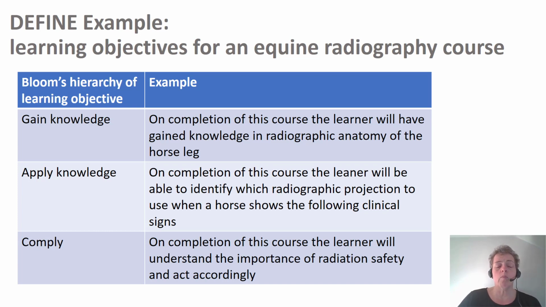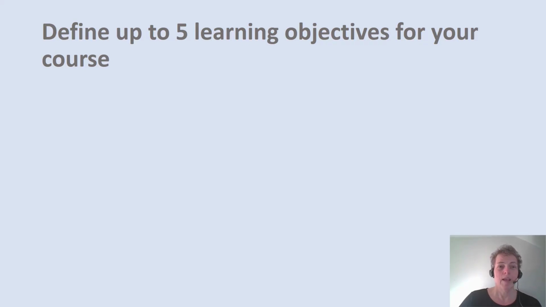And to get people to comply with things, to change their behavior, that's high-hanging fruit. That's often tricky, especially if you imagine the sometimes laissez-faire attitude of equine vets to radiation safety. That's a tough call to change that behavior. But hey, we'll try. So I would like to ask you now to stop the video here and define up to 5 learning objectives for the course you are planning to create.